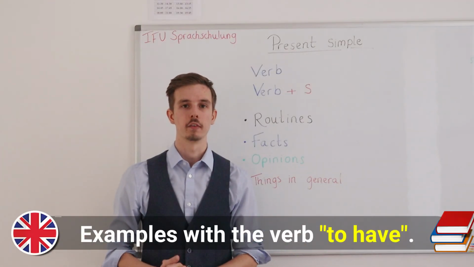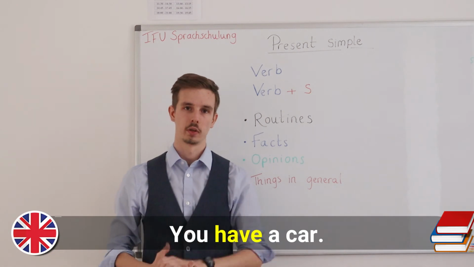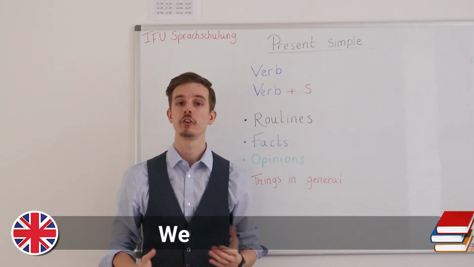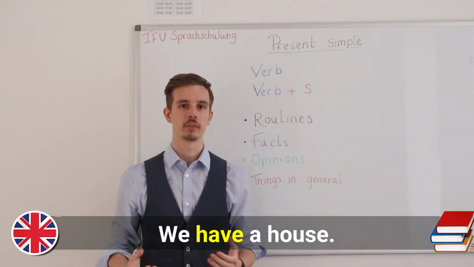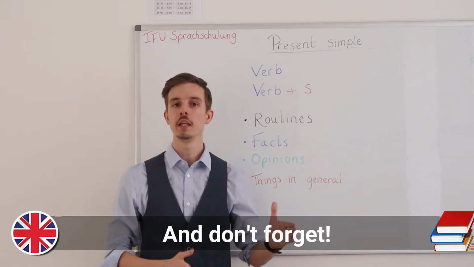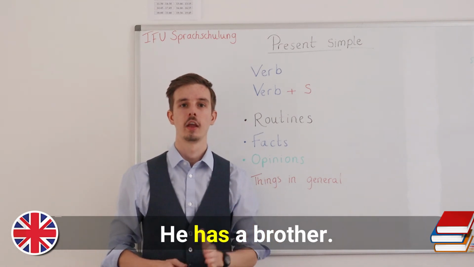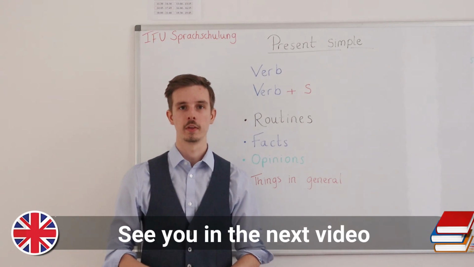Examples with the verb to have. I have a pen. You have a car. They have a chair. And we have a house. And don't forget, he, she, it has. So he has a brother. So that's everything for this video.